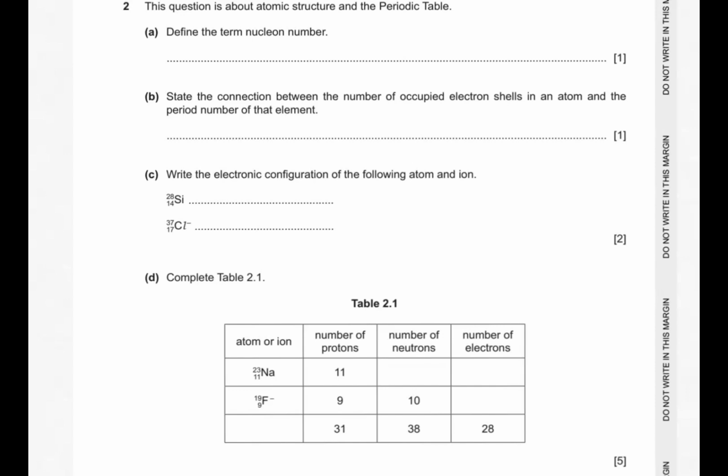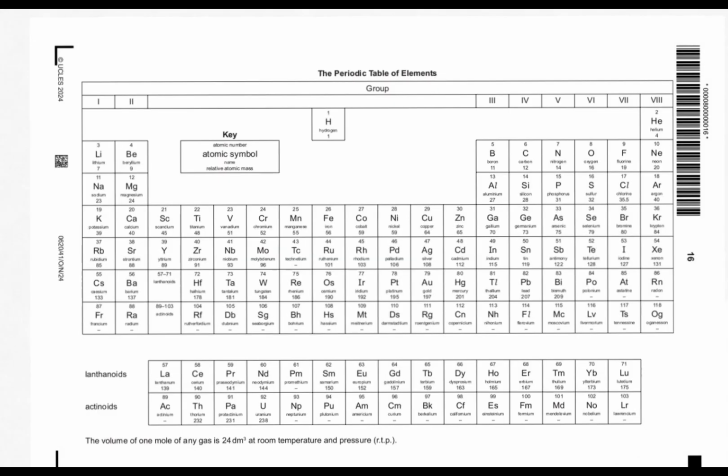Question 2. They state that this question is about the atomic structure and the periodic table. So just before we start with the questions, let's have a little look at the periodic table. So here's the periodic table that you will find at the back of your paper. Now when we look at our periodic table, we can see distinct periods. So here's period 1, 2, 3, 4, 5, 6, and 7.